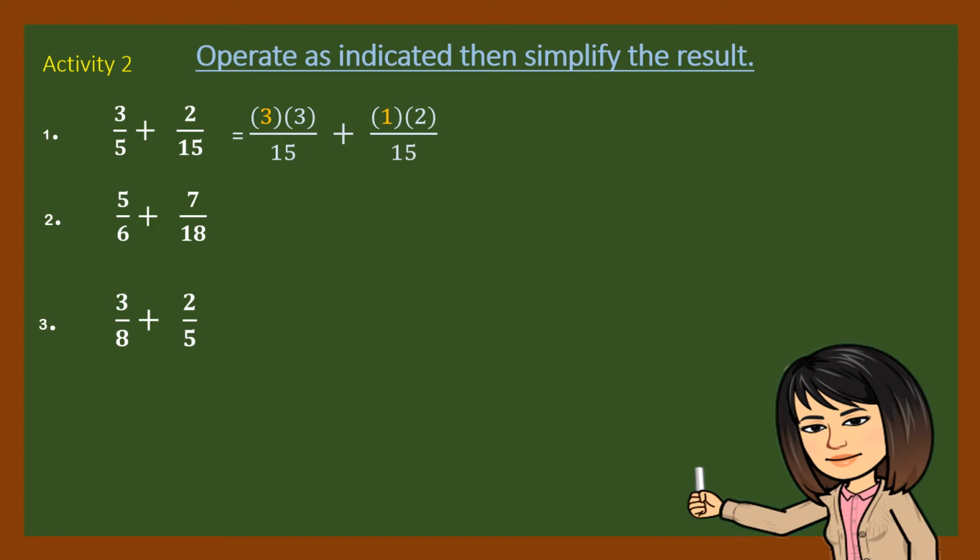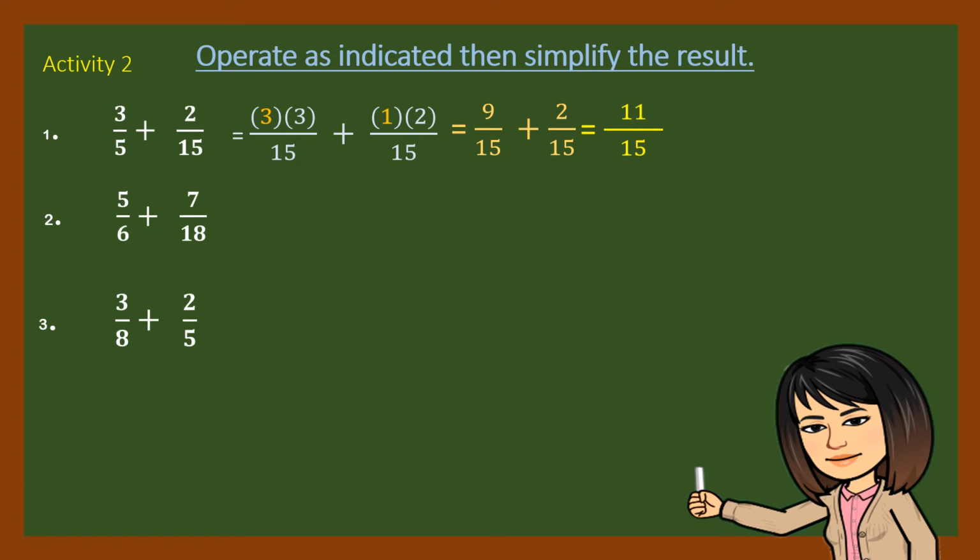Next, for the second fraction. Again, the denominator 15 is the LCD. 15 divided by 15 is equal to 1, then times the second numerator. So, simplify. The result of 3 times 3 is 9 over 15. 1 times 2 is 2 over 15. So, they are now similar fractions. Again, what is the rule in adding similar fractions? Add the numerators and copy the common denominator.